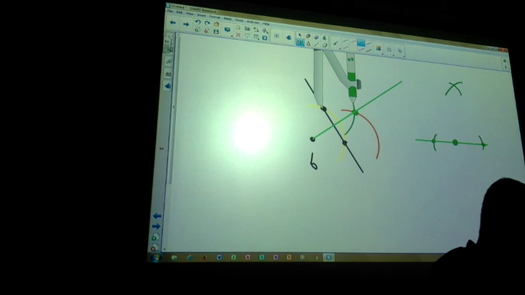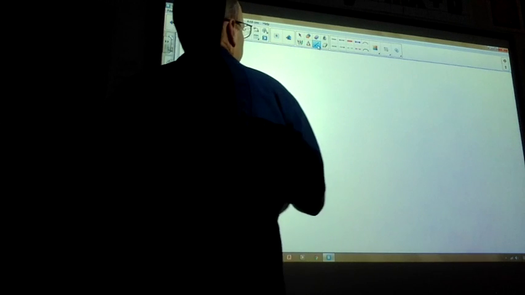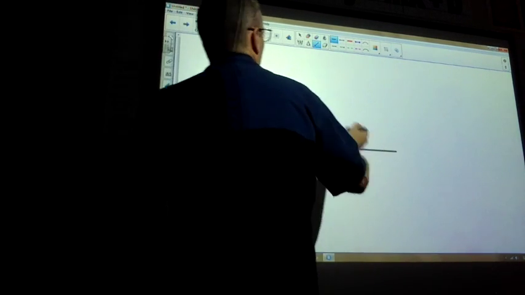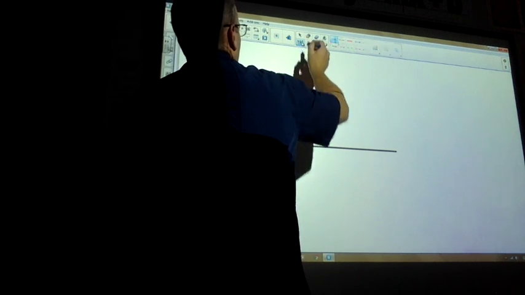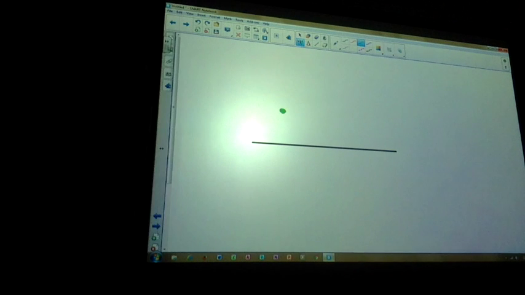Constructing a line parallel through a point, not on a line. Okay, we can do that. You guys ready? I'm excited for this one. Constructing a line parallel through a point. Yes? Is that what it says? Okay, ready?